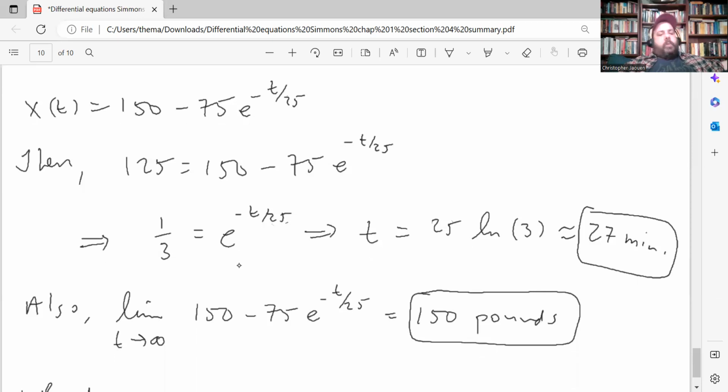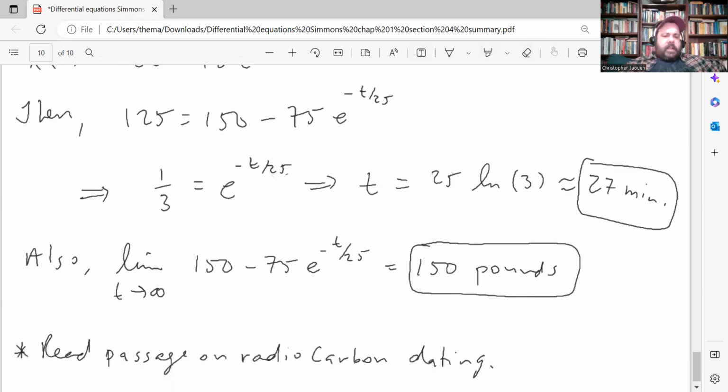And then lastly, they want to know what the limiting value is. So as t goes to infinity, after a long time, what is the steady state that arises? The amount of salt that is going to be in the tank, for all t past some finite value. So take the limit as t goes to infinity. You get 150 minus 75 e to the minus t over 25, that's what you take the limit of. Notice that this goes to 0 as t goes to infinity. So you're just left with 150 pounds. So after a long time, the tank should contain a constant amount of 150 pounds of salt.